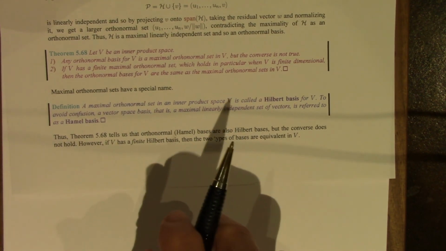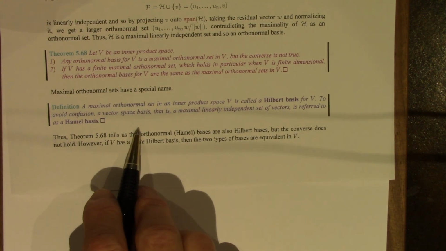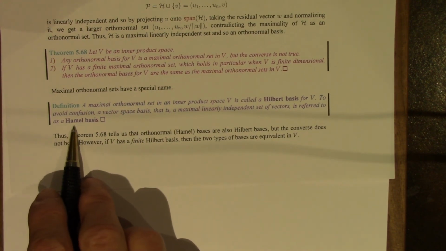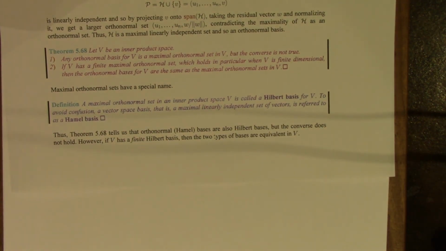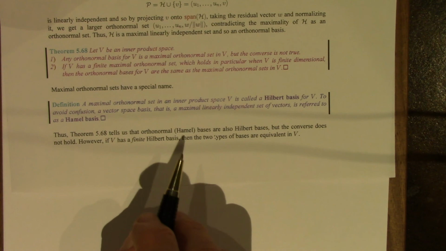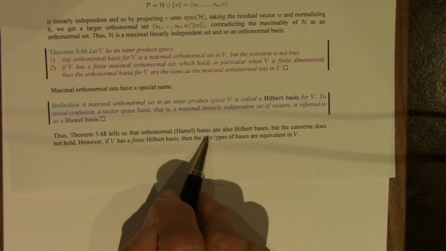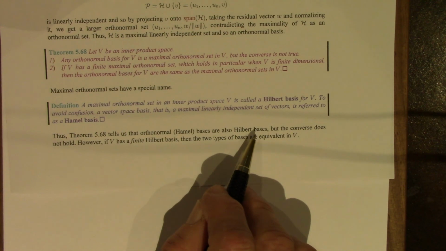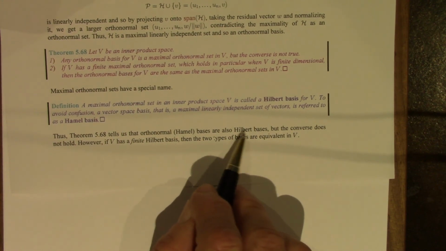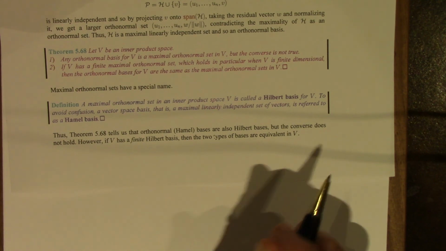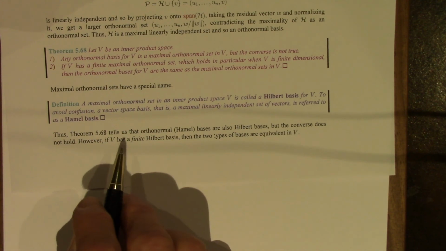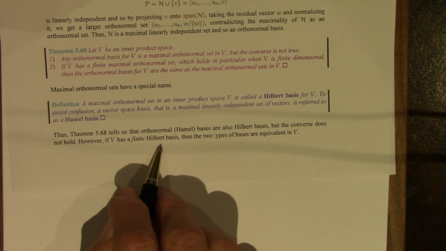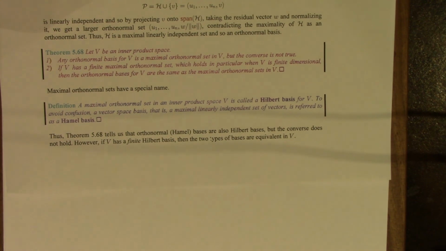So to help avoid confusion, a vector space basis is often referred to then as a Hamel basis, to make the distinction with Hilbert basis. So this theorem we have tells us that orthonormal Hamel bases are also Hilbert bases, maximal orthonormal subsets. But the converse doesn't hold. However, if V has a finite Hilbert basis, then the two types of bases are equivalent.